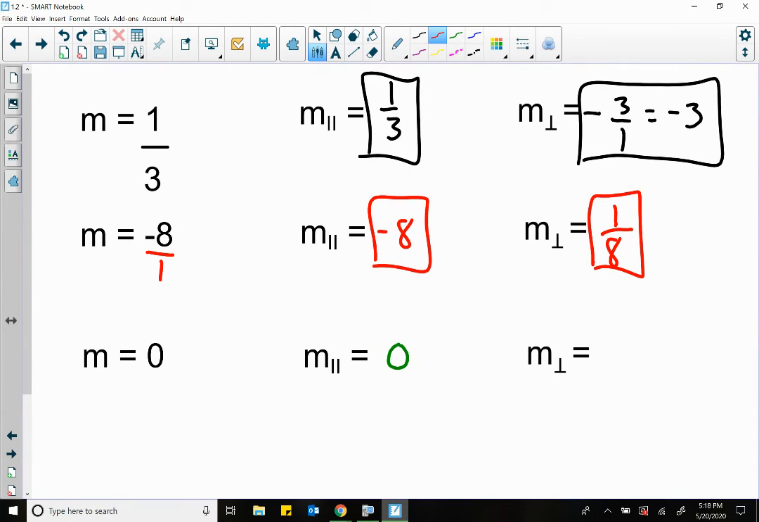If you wanted to, for the negative 8, you could have actually called this negative 8 over 1. That's a perfectly valid slope for that one as well, too.